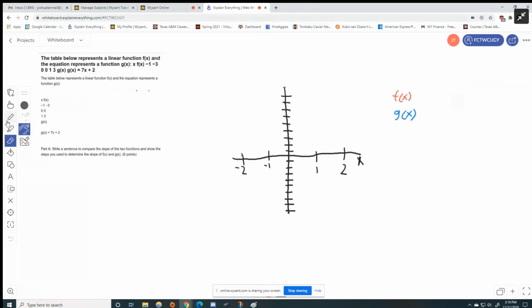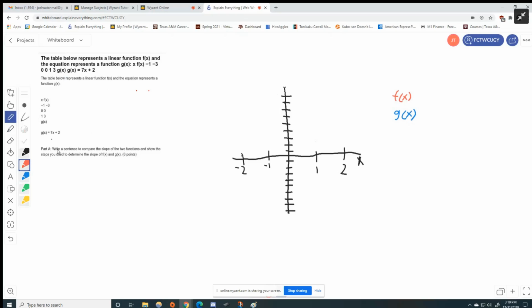So the question basically states that there are two different functions, f of x and g of x. Both are linear. One you're given a graph, and one you're just given a line equation. The graph is pretty easy. I'm going to represent f of x as red, and I'm going to represent g of x as blue, so you can look at it.